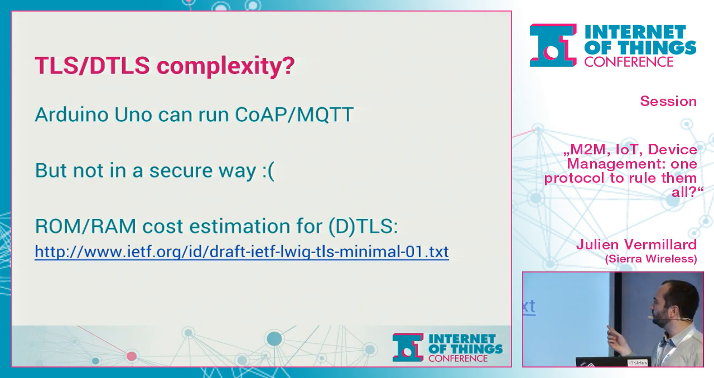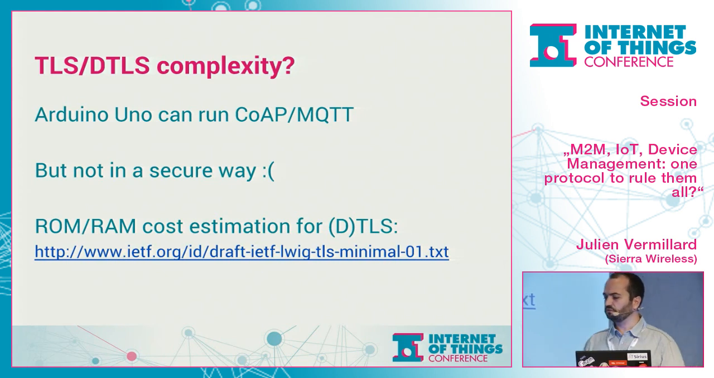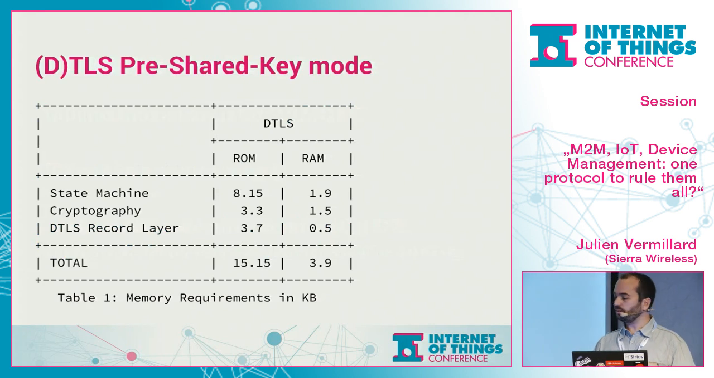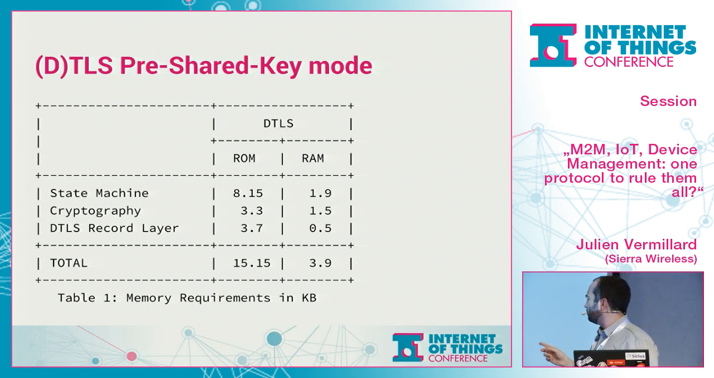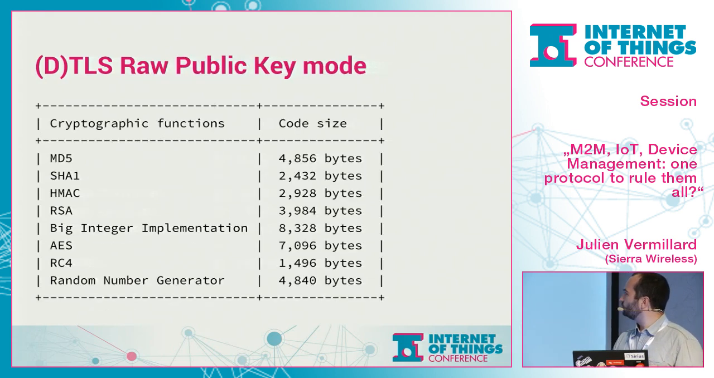You have a good paper from the IETF guys. It's the Hitchhiker's Guide to TLS on IoT, or I don't remember exactly the name. So they try to make an estimation of the cost of using TLS on IoT devices. The first one is, if you want to use Pre-Shared-Key mode, you need to have a few kilobytes of RAM and ROM. Those numbers are really low, but you don't fit that on an Arduino Uno. So you really need to have a good microprocessor.